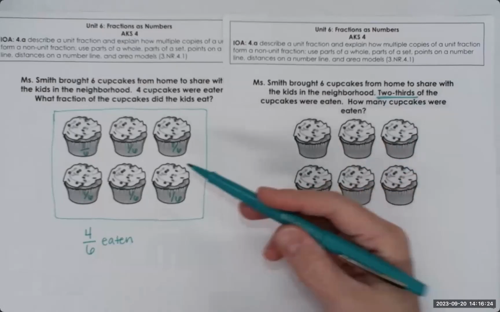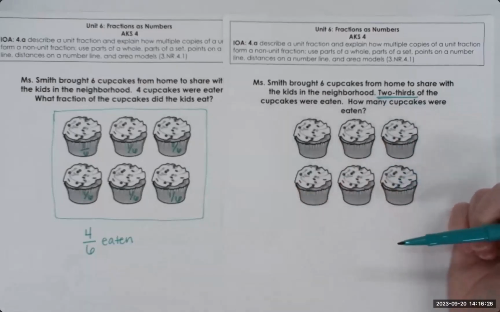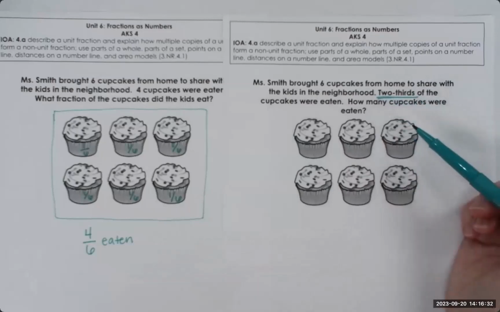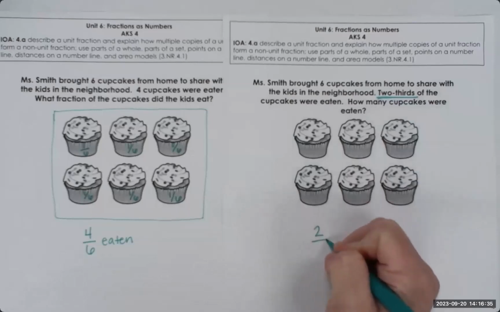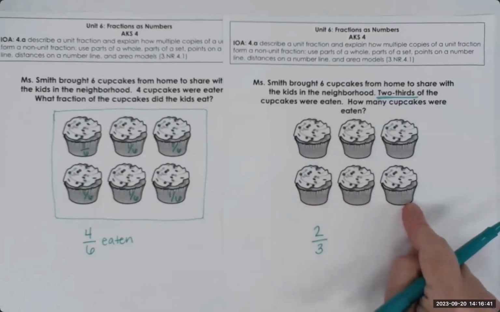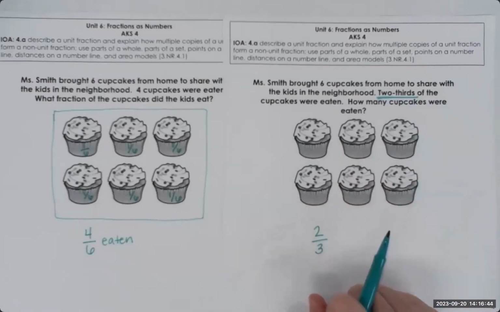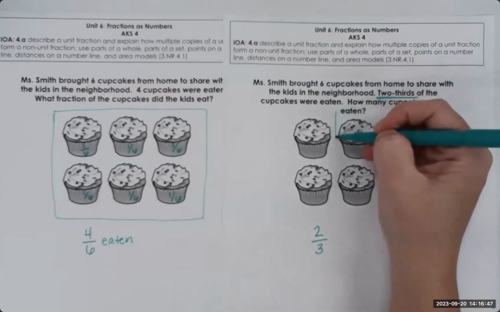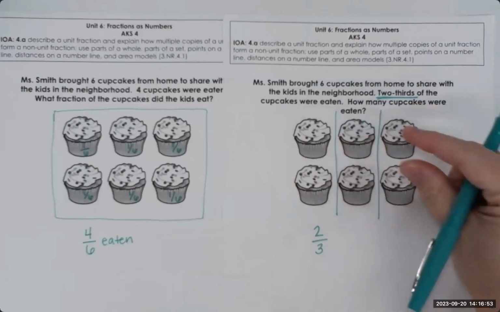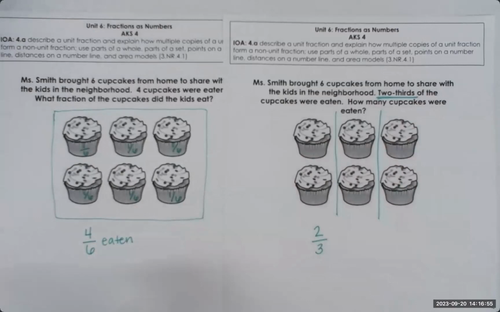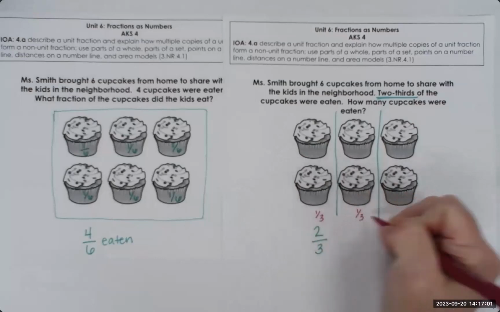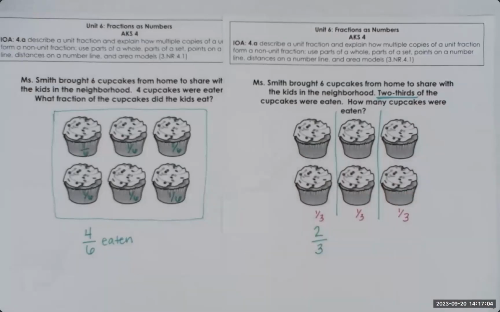So again, same model, but this time I need to organize my set differently. If I'm looking at 2/3 of the cupcakes were eaten, let's write that fraction so I can see clearly. So 2 groups out of 3. How could I group these cupcakes to be in 3 equal groups? Well, I see these 2 as a group, these 2 as a group, and these 2 as a group. That means that each independent group, this is 1/3, this is 1/3, and this is 1/3, okay?